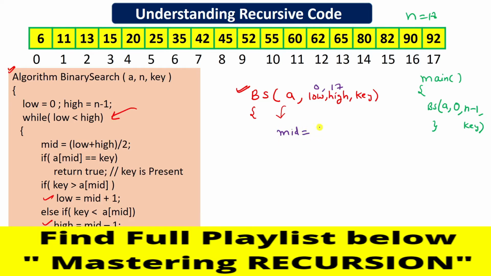So basically I am finding the midpoint. Midpoint is (low plus high) by 2. And I have already explained that finding the midpoint using this formula can lead to overflow in some situations. So you can watch that video on how low plus high can lead to overflow and what is the solution for this.